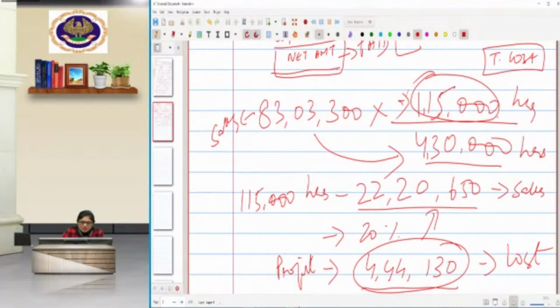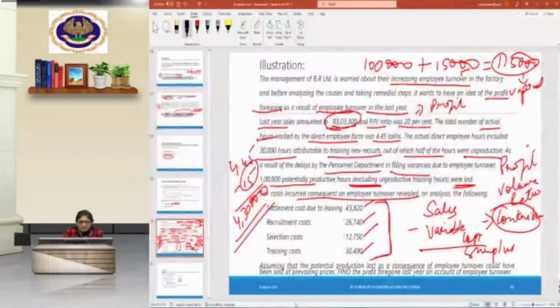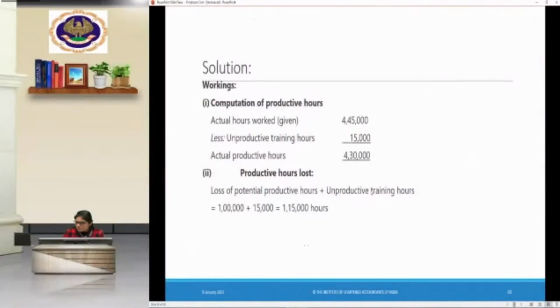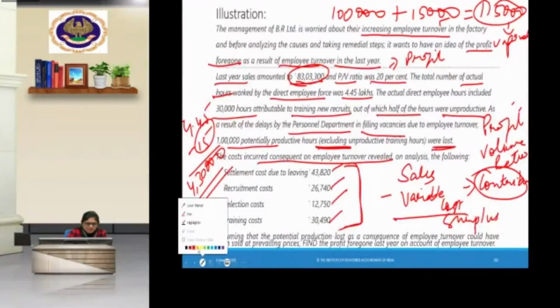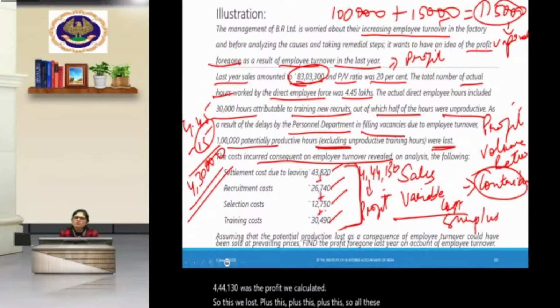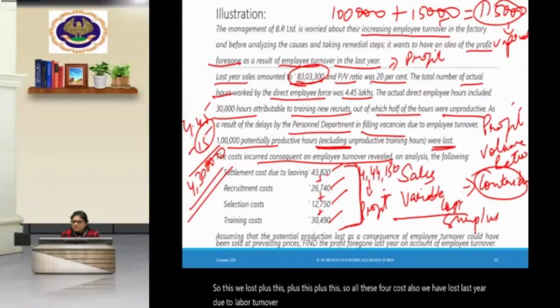Clear? So 4,44,000. Okay, so this is how we have done it here. You can understand it. Right. So 4,44,130 was the profit we calculated. So we lost this plus this, plus this, plus this. So all these 4 costs also we have lost last year due to labor turnover. Clear? So I hope you've understood.